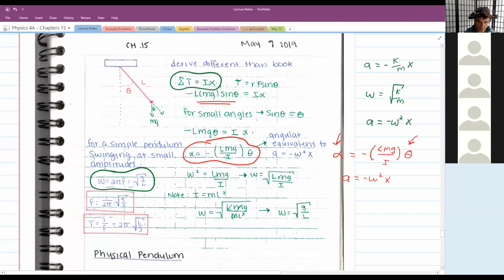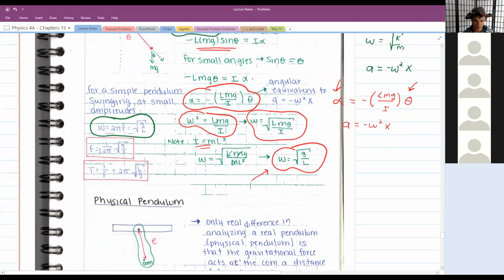Well, that means that for this system, omega squared equals L m g over I, or omega is the square root of L m g divided by I. And for a mass just connected to a string that has no mass, the moment of inertia is m L squared. But the key point is this: angular frequency for a pendulum swinging back and forth at small angles is the square root of g over L.